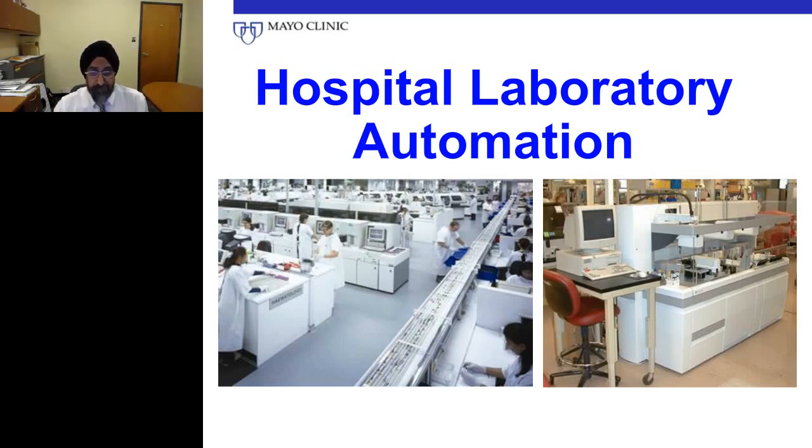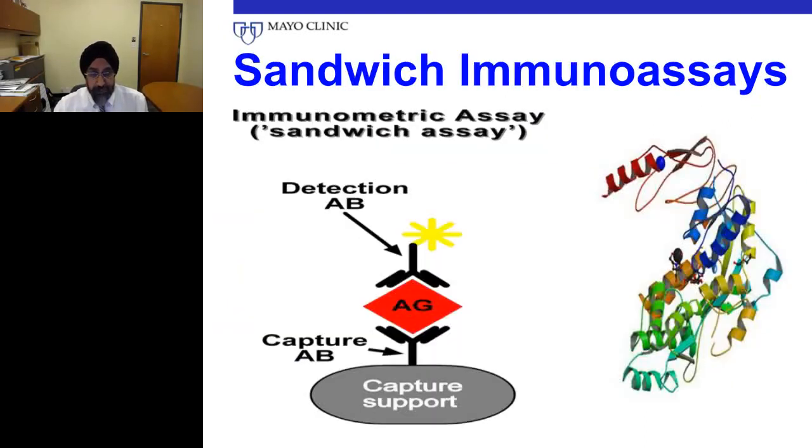There are two types of immunoassays, at least, which I'm going to talk about in this talk. One is called sandwich immunoassays, which is very commonly used for large molecular weight proteins. And this has really revolutionized patient care in the clinical lab because we have very good sensitivity and specificity when we use sandwich immunoassays.